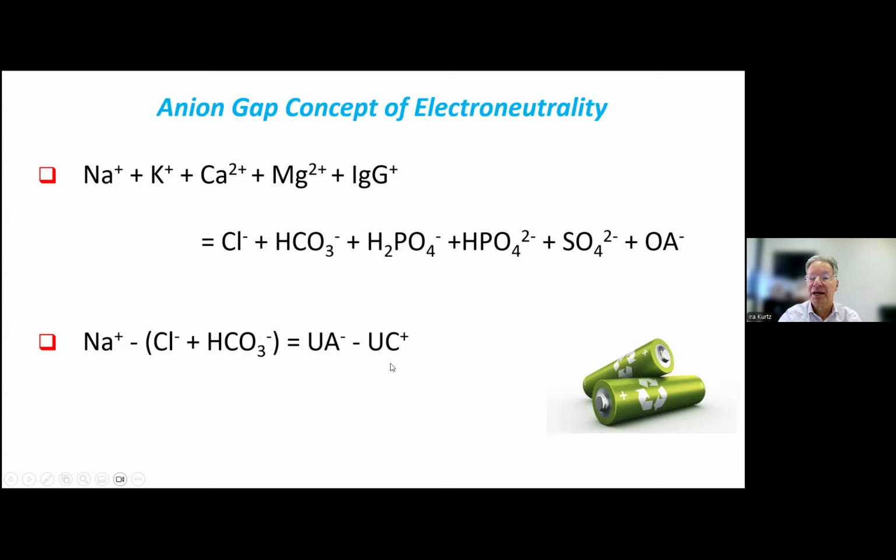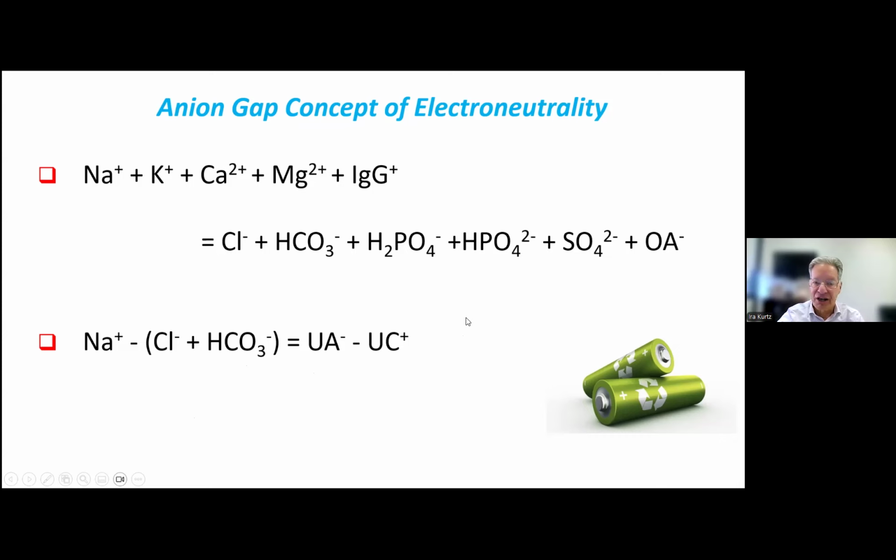For instance, in multiple myeloma, you have an increase in unmeasured cations. So the IgG goes up and you measure that change because the IgG goes up with chloride going up, right? The IgG can't go up alone. You have to maintain electroneutrality. So on this side, it's the IgG going up, and on this side, it's the chloride going up. And so the difference decreases on this side because the UC plus went up, and the difference goes down on this side because the chloride went up. That's an example of the anion gap changing.